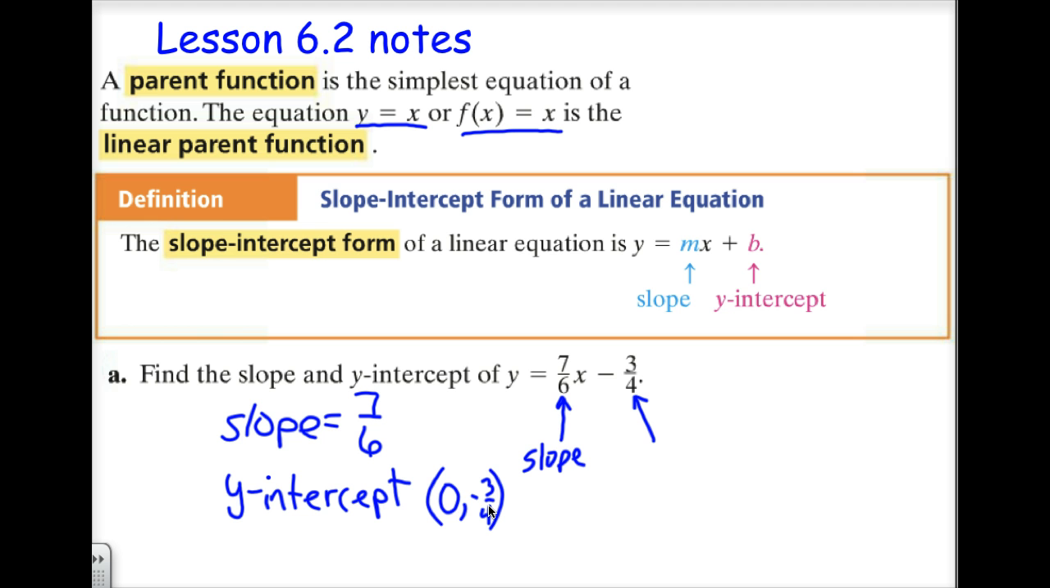So you could say the y-intercept equals negative 3/4. This is another way to do that. More mathematically correct, however, is to put it in a point form.